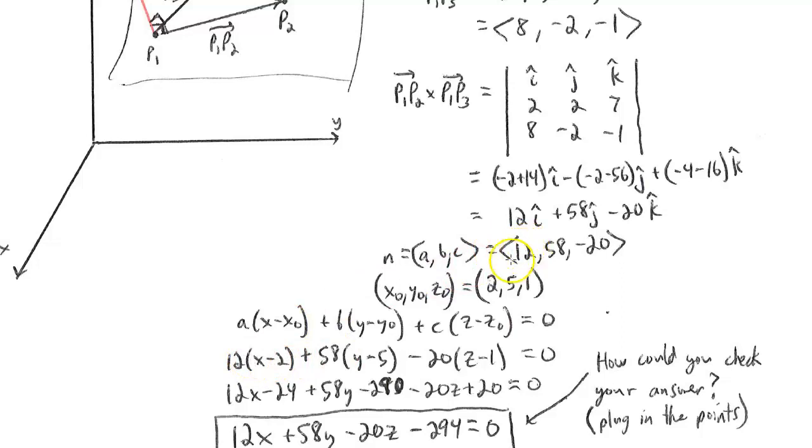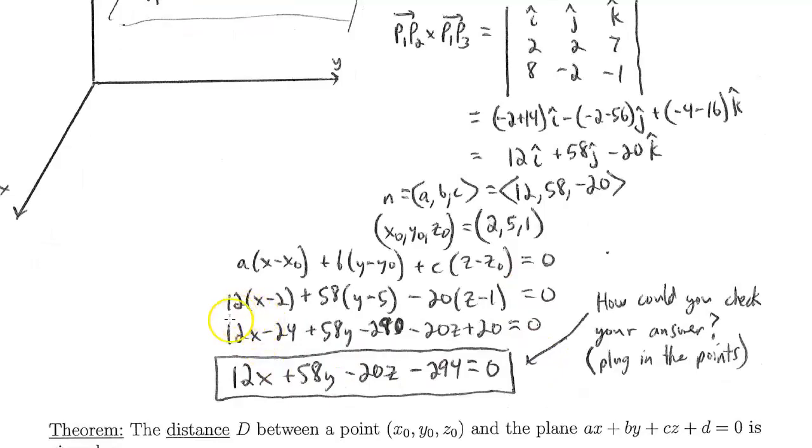We get 12 times x minus 2 plus 58 times y minus 5 minus 20 times z minus 1 equals 0. You work that out, and if you distribute the 12 and distribute the 58, distribute the minus 20, we get this. And then we combine our constants together. We have a minus 24, a minus 290, and a plus 20. That ends up giving us minus 294. So this is the equation, 12x plus 58y minus 20z minus 294 equals 0.